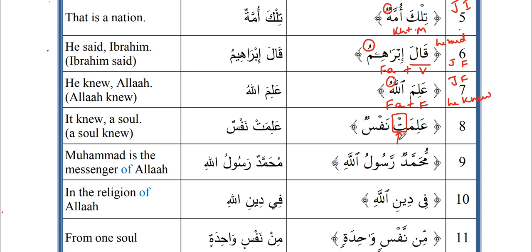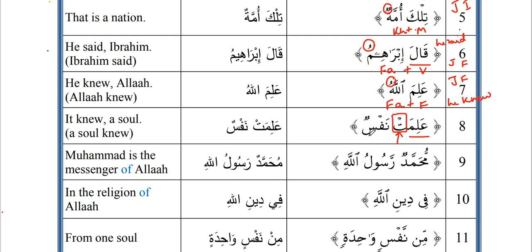But this does not come with nouns. The only difference is that this open ta sign of femininity does not come with nouns. This only comes with verbs. And when this comes with the verb, it tells you that it is talking about a feminine. And who is the feminine here?